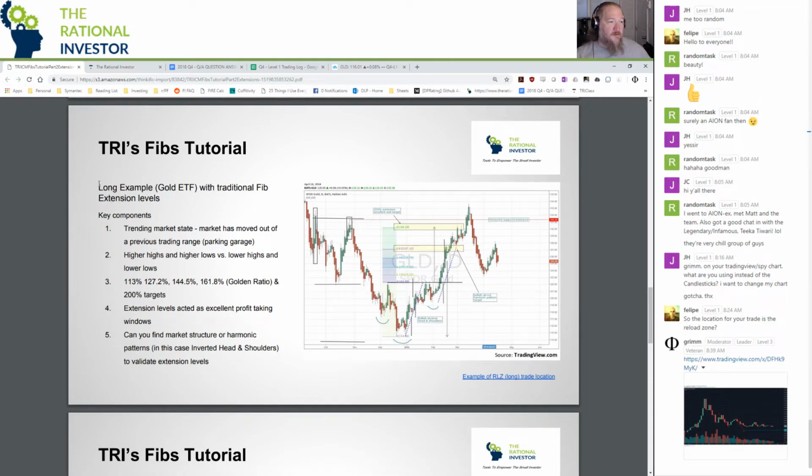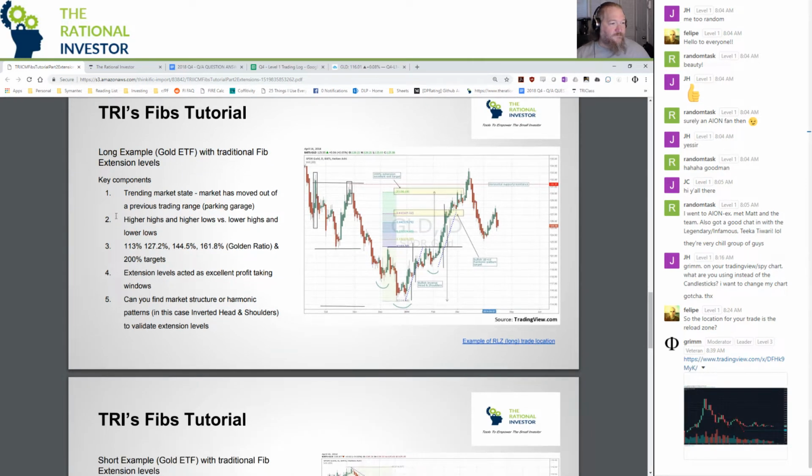All right, so long example, ironically, with gold. So trending market state, right? We were coming up here, we're continuing moving up. The trending market state he's talking about is from this low to this high, right? He drew this from this low to this high, so this is the 0 to 1. Extension levels here, here, here. The 1.618 up here, that's the golden ratio, a really good profit-taking objective. The 200% extension, another excellent target, particularly if you have a head and shoulders that led you into it.